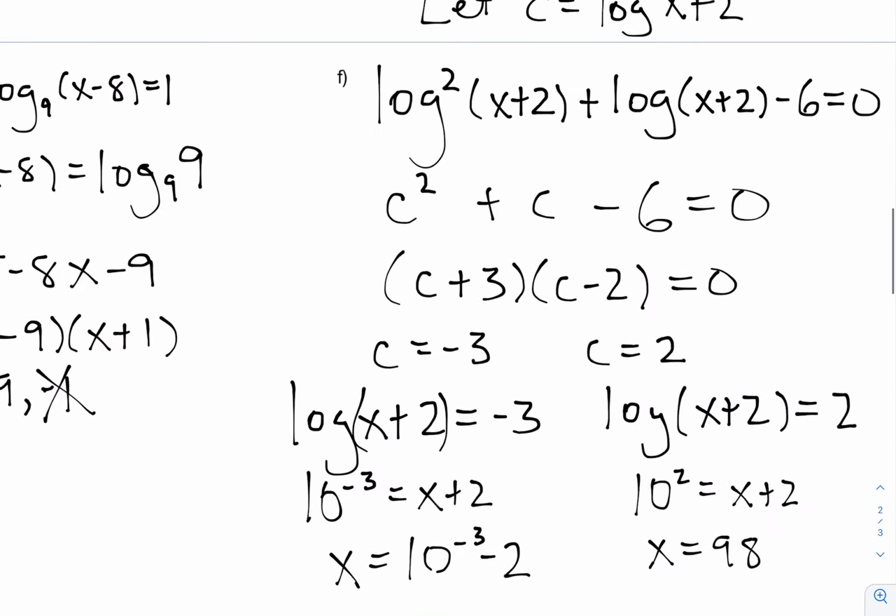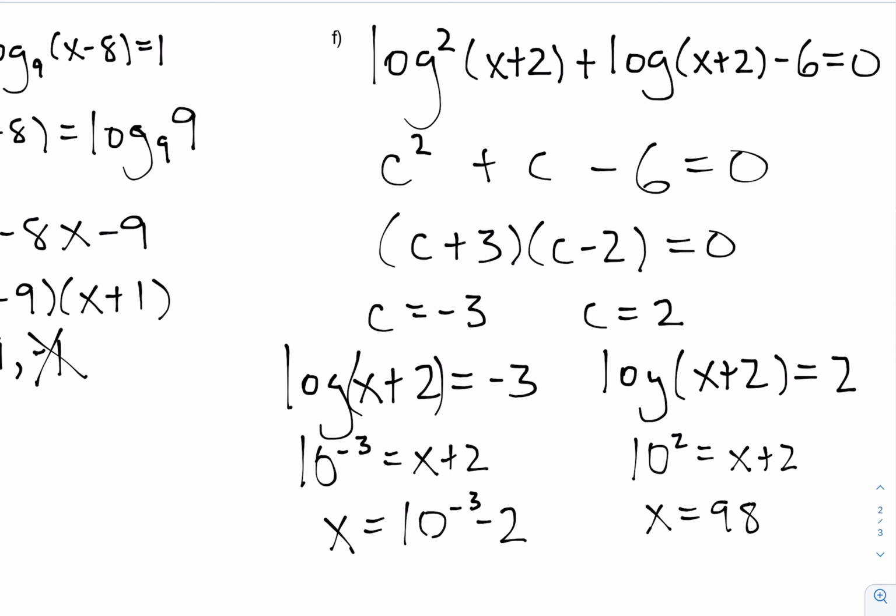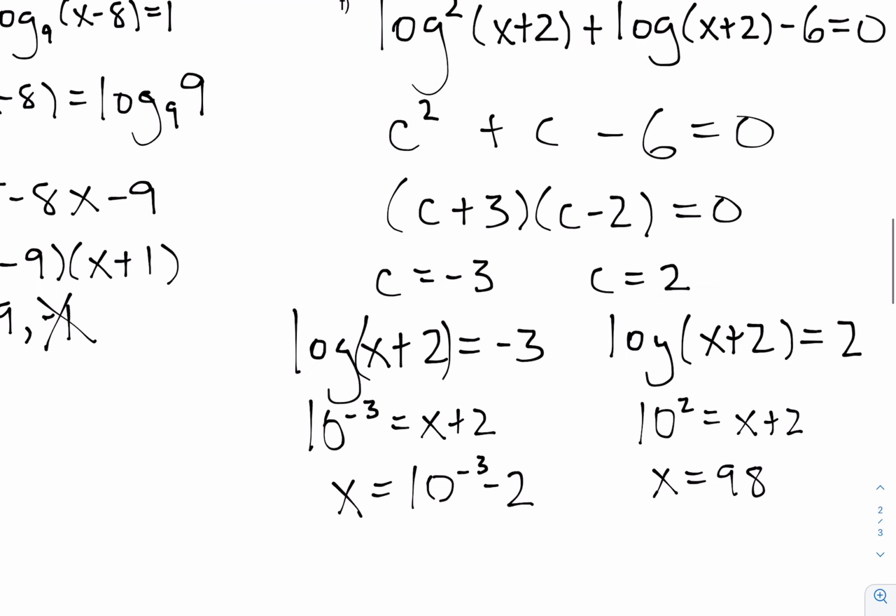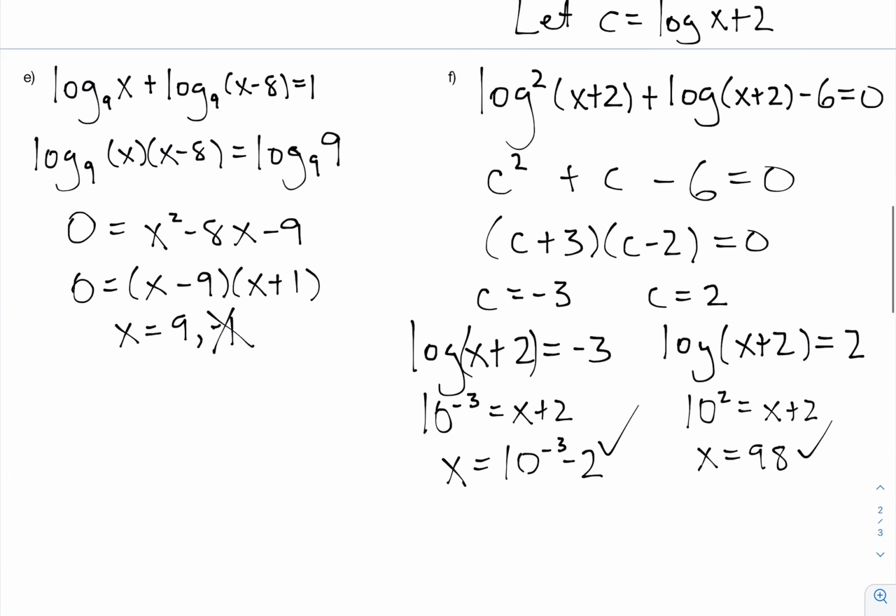So let's just plug that back in, see if it works. Yeah, it's going to work for both of them. I think I have my calculator here. So 10 to the power of negative 3, that's like 1 over 1,000. So it's going to be 0.001. If we take that and we minus 2, it's going to be negative 1.999. But notice how if we put negative 1.999 back into here for x, we're still going to get negative 1.999 plus 2, which is a positive 0.001. Even though it's really small, it's still positive. So this one's good, and this one is also good. So we're going to leave both of them in this case.